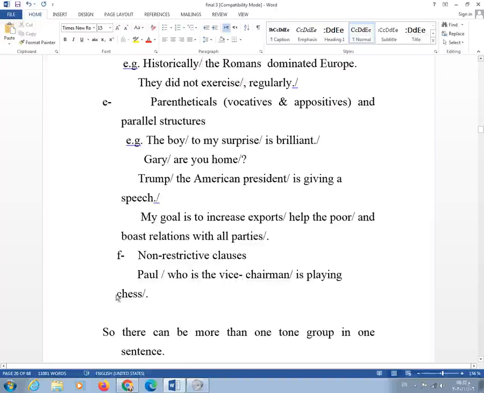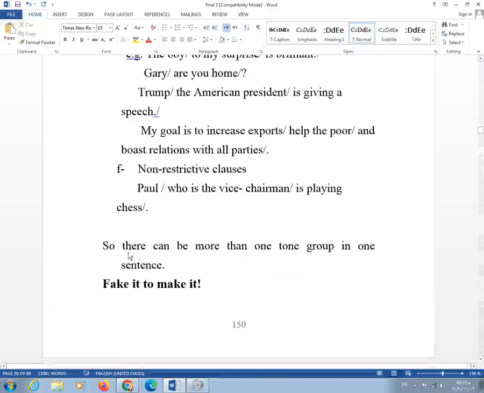Chess is the final focus word here, and we put a falling tone, falling intonation, to express that it is the end of the sentence. Okay. So there can be more than one tone group in the sentence.